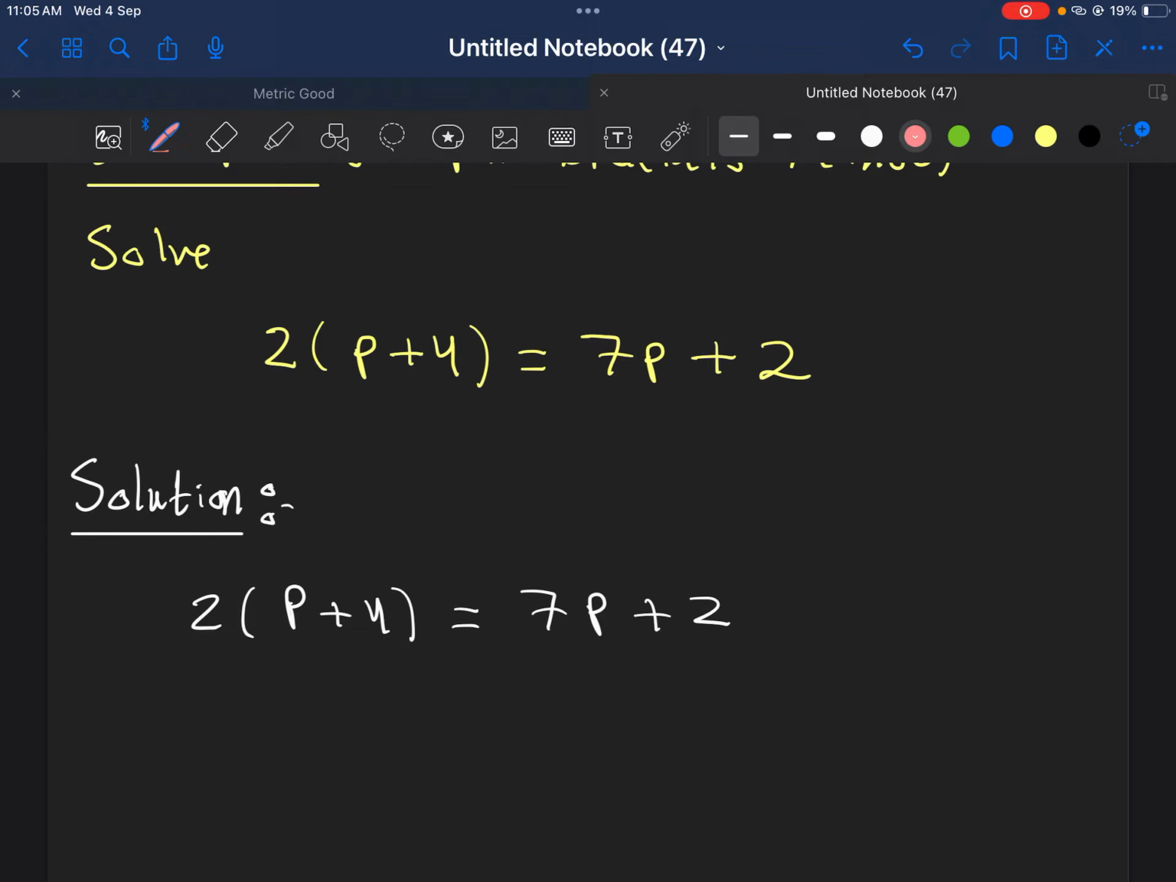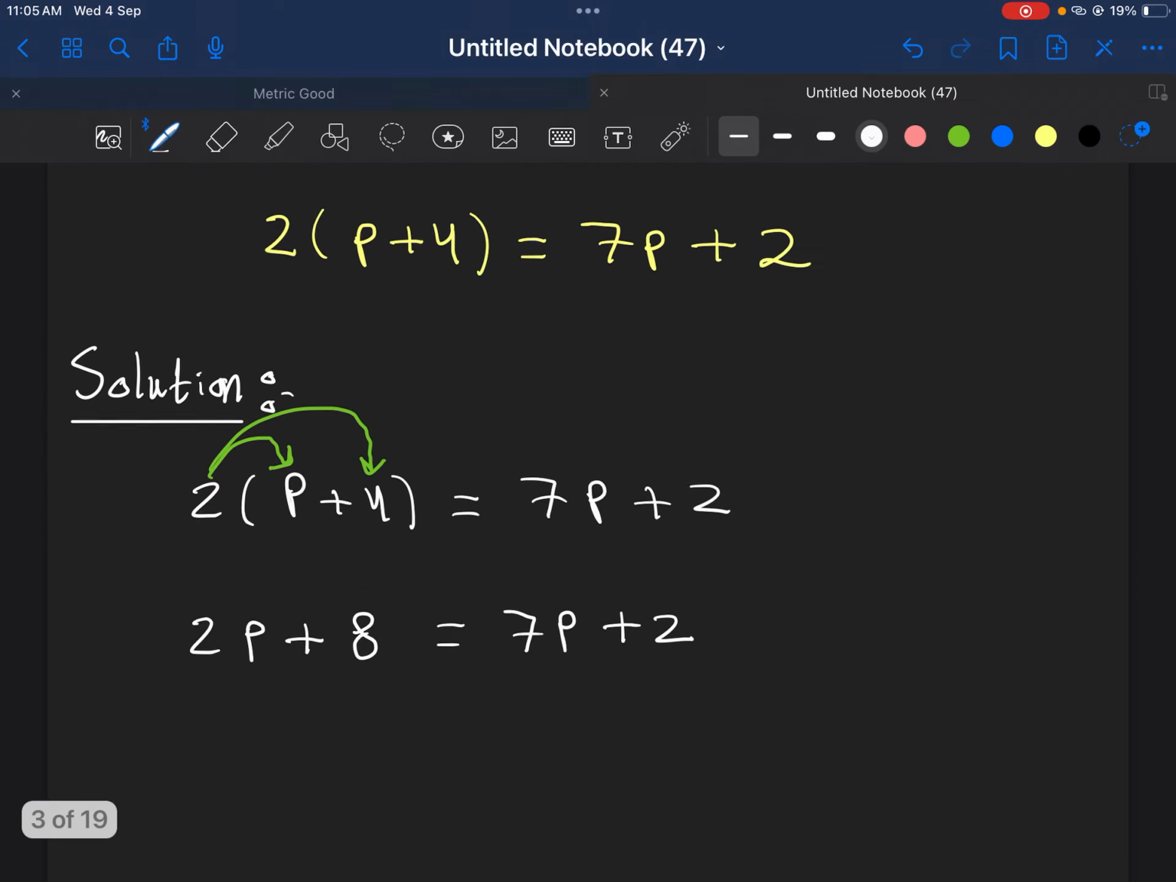What do I mean by that? It means I will do 2 times p, which is 2p, plus I will do 2 times 4. Everything has to be multiplied by this 2 because this is the way we open the bracket. Everything multiplied with everything. So this will give me 2 times 4 is 8. The other side, of course, I did nothing, so I will just write it down back here.